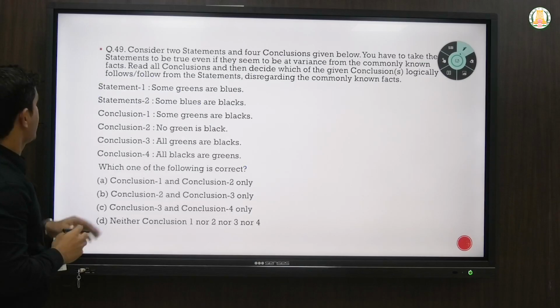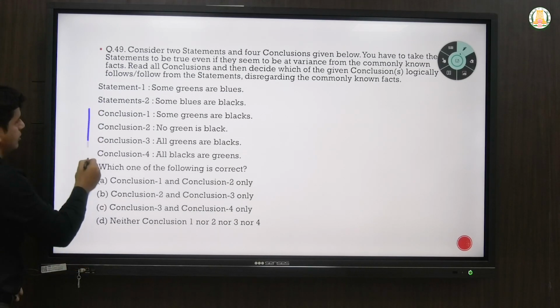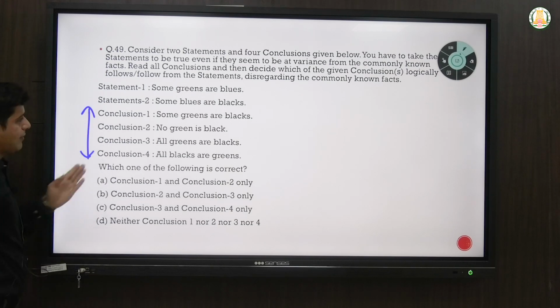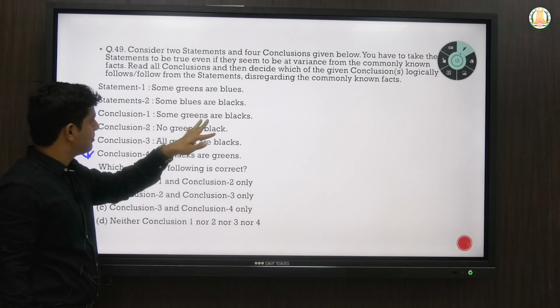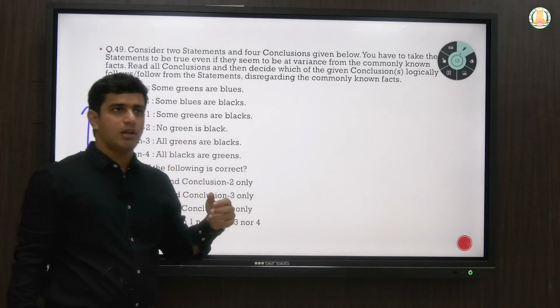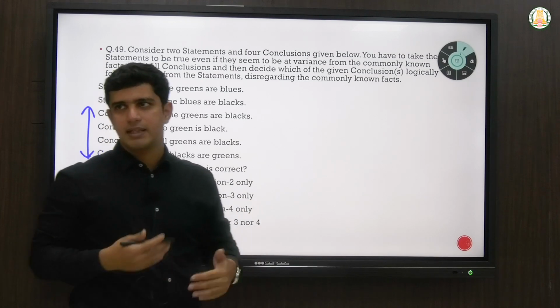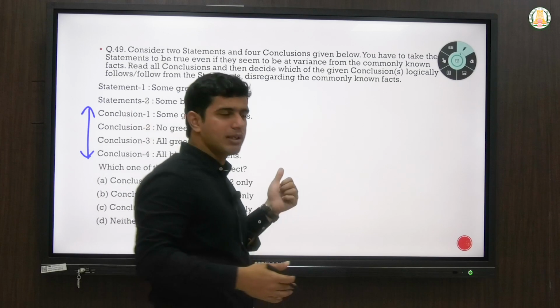Okay. Yeah, so they have given 2 statements and they have given 4 conclusions. So we have to find out what is correct. Again, the statements are: some greens are blue, some blues are blacks. We have seen similar questions. Almost, I think, 2-3 questions of this pattern. So this pattern is recurring. So be careful of such patterns. Practice as many problems as possible. You can easily get this.